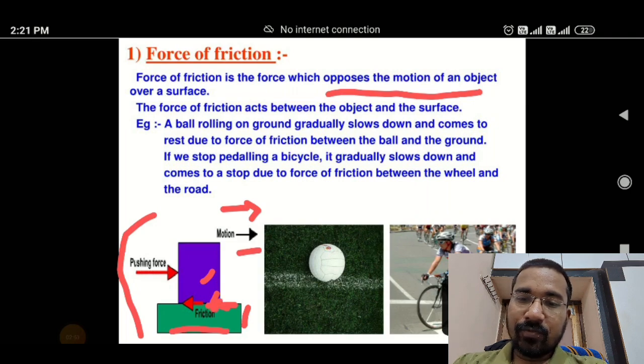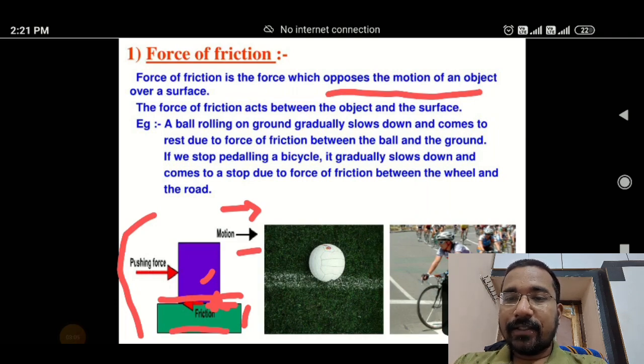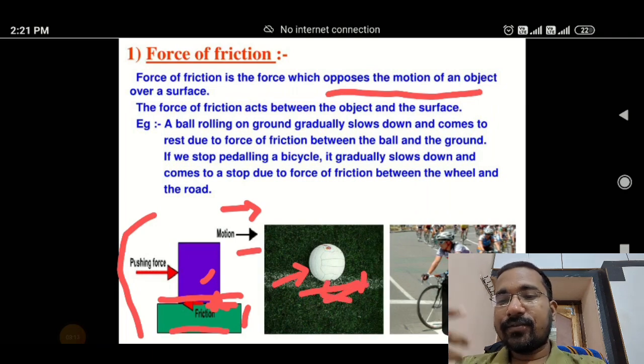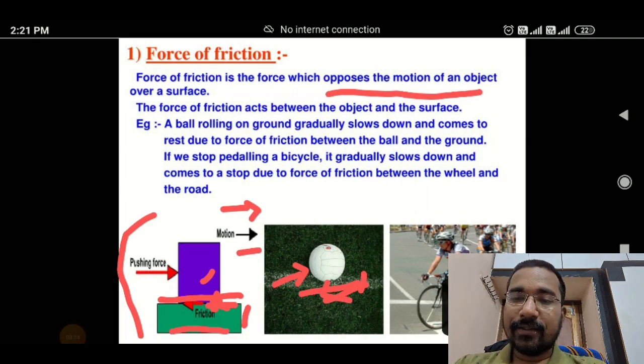where is the friction? The friction acts from the opposite direction. The force of friction acts between the object and the surface, at the point of contact. For example, a ball rolling on the ground gradually slows down. Why does it slow down? Because of friction. When the ball is moving, there is a frictional force in the opposite direction which opposes the motion of the ball.